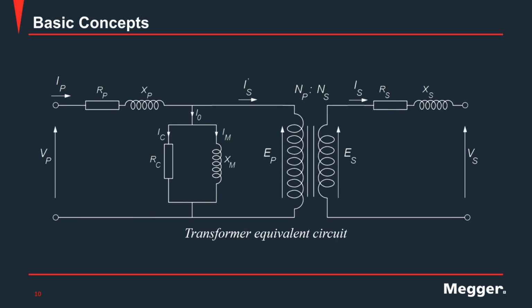Obviously, taking it from the name, transformer turns ratio, we're looking at the relationship between the physical number of turns of two windings, in this case primary and secondary. It is indicated here in this equivalent transformer circuit as NP, the number of turns on my primary winding, and NS, the number of turns on my secondary winding.